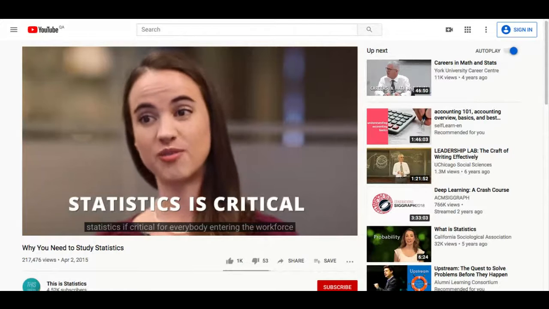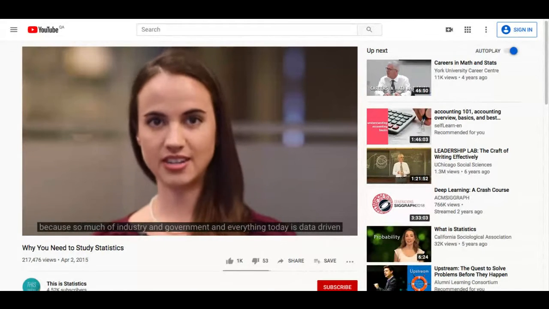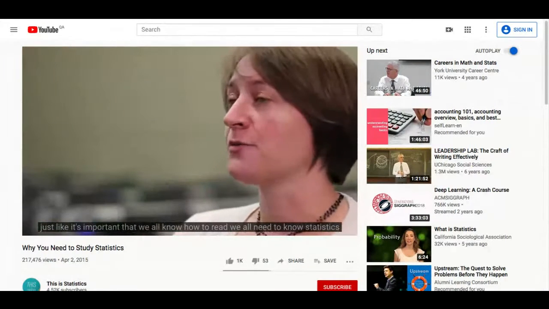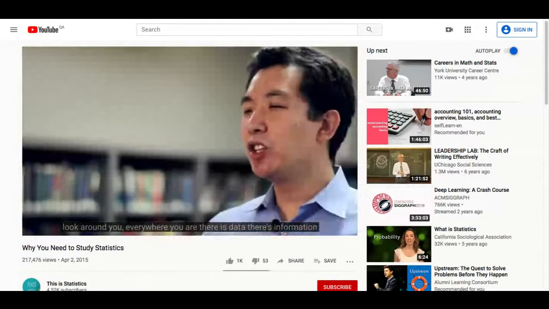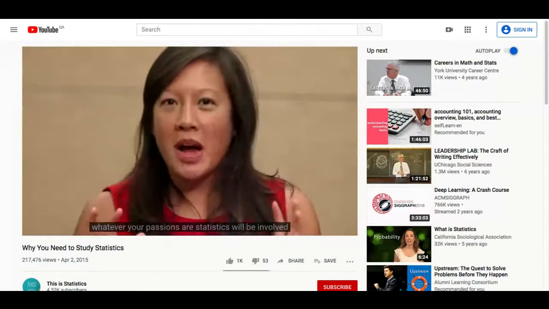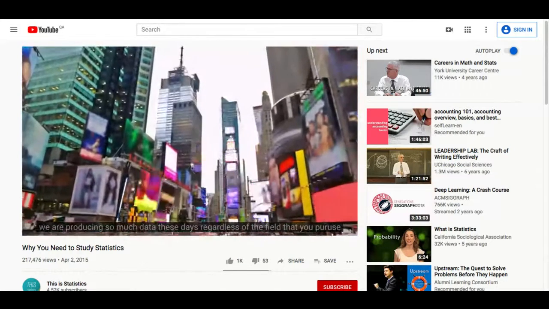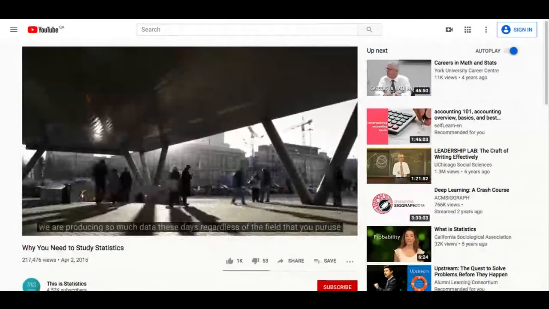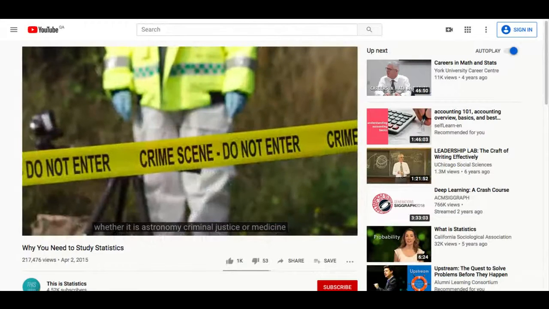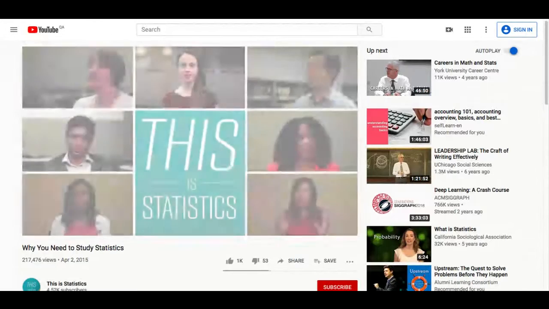Statistics is critical for everybody entering the workforce because so much of industry and government and everything today is data driven. Just like it's important that we all know how to read, we all need to know statistics. Look around you. Everywhere you are, there's data, there's information. Whatever your passions are, statistics will be involved. We're producing so much data these days. Regardless of the field that you pursue, whether it is astronomy, criminal justice, or medicine, going forward, you've got to know statistics.